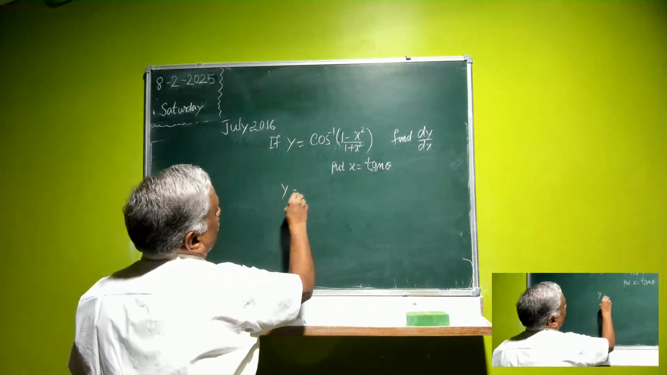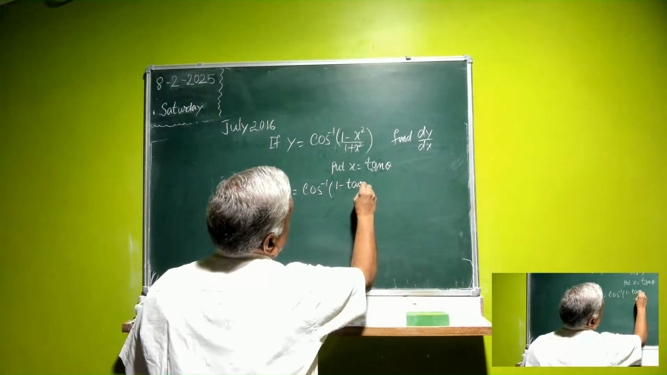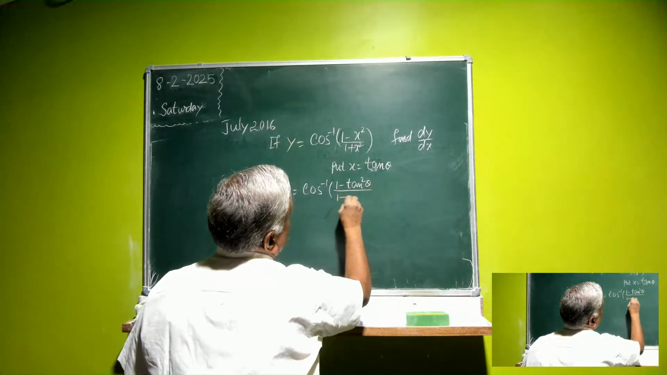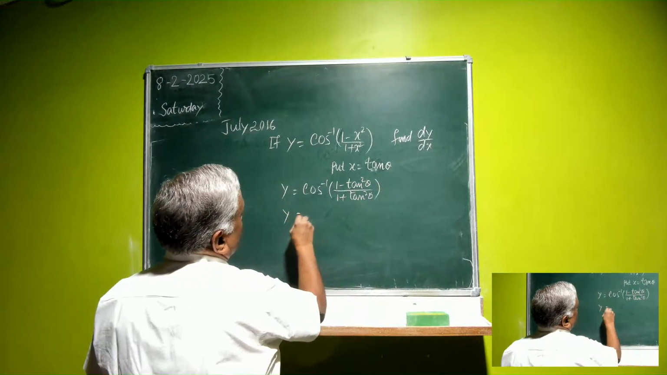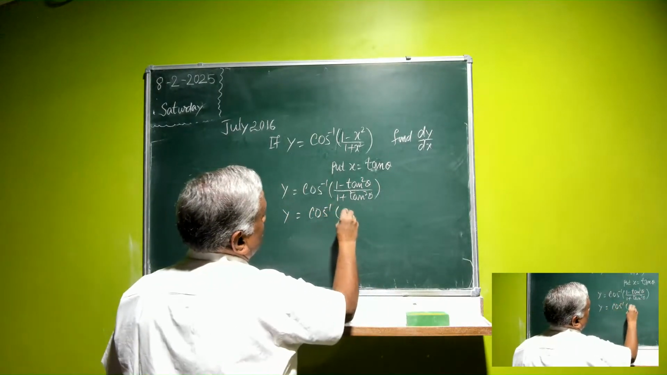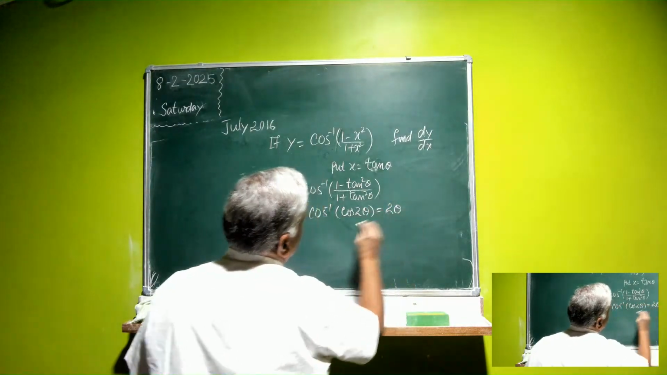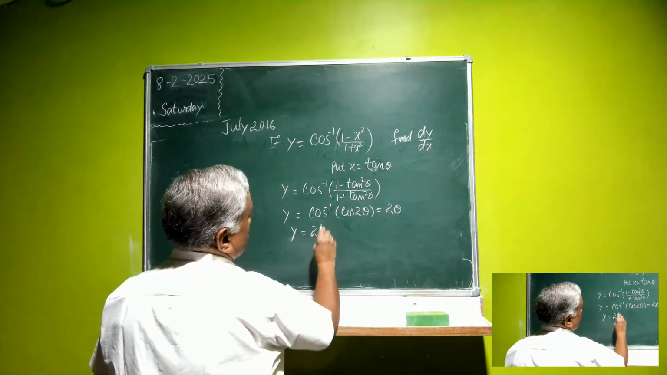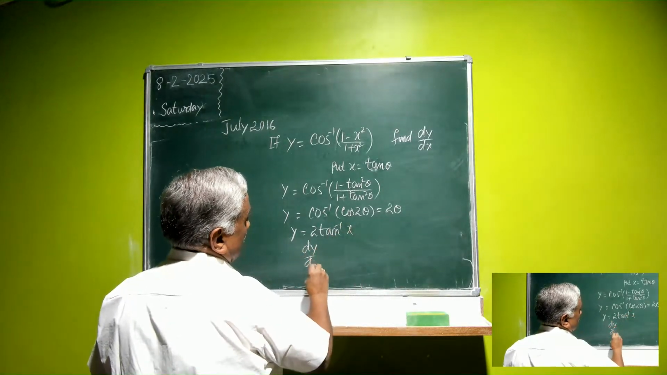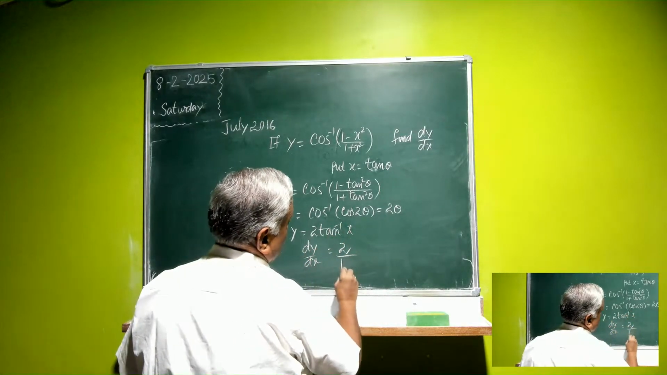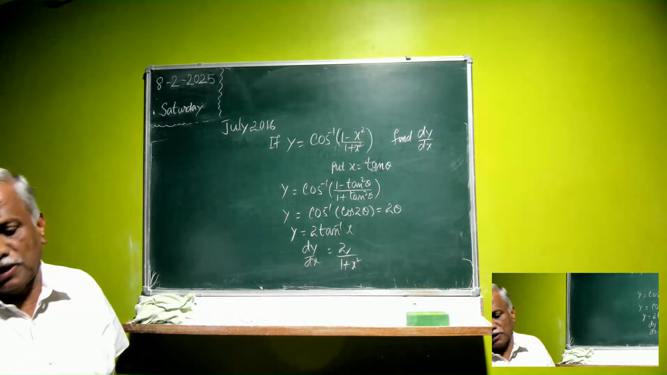So y is equal to cos inverse of (1 minus tan square theta) over (1 plus tan square theta). This is nothing but, I'm just repeating this problem, cos 2 theta, that is equal to 2 theta. That is equal to 2 tan inverse x because theta is tan inverse x. So dy by dx is 2 over 1 plus x square. Basic requirement is you should remember the formula.